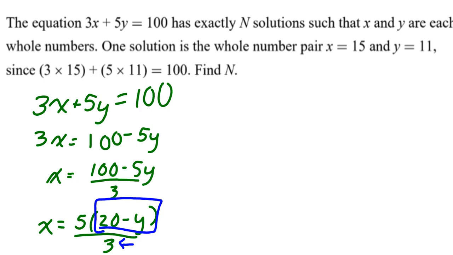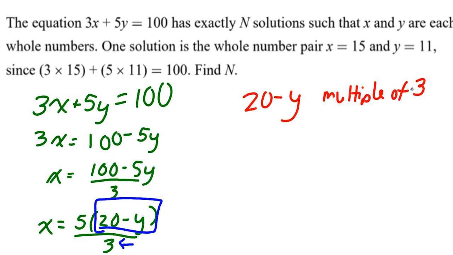So let's just focus then on that part in blue. So 20 minus y must be a multiple of 3. And we also know that y has to then be less than or equal to 20, because if y was like 30, we'd get a negative number, not going to be a whole number. Okay, so then I'm literally just testing out numbers. What if y was 1? What if y was 0? What if y was 2? What if y was 3?